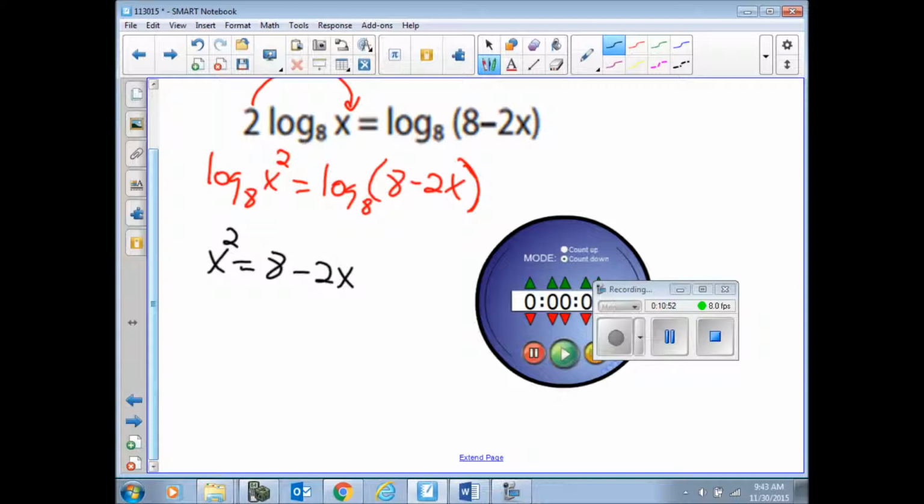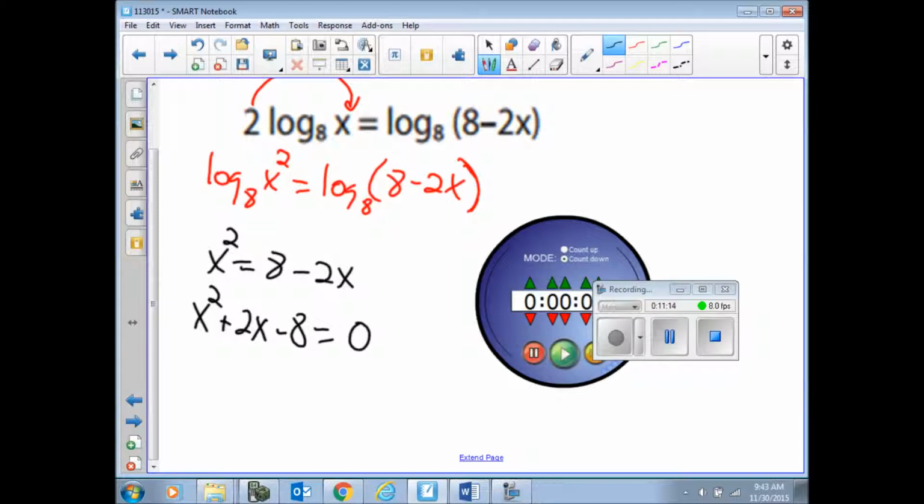And we have a quadratic here. So we'd like to set this equal to 0. So let's go ahead and set this equal to 0. What's it going to be when we set it equal to 0 there? Lewis, what's it going to be? X squared plus 2x minus 8. Yeah, let's do plus 2x minus 8. Put it in standard form.